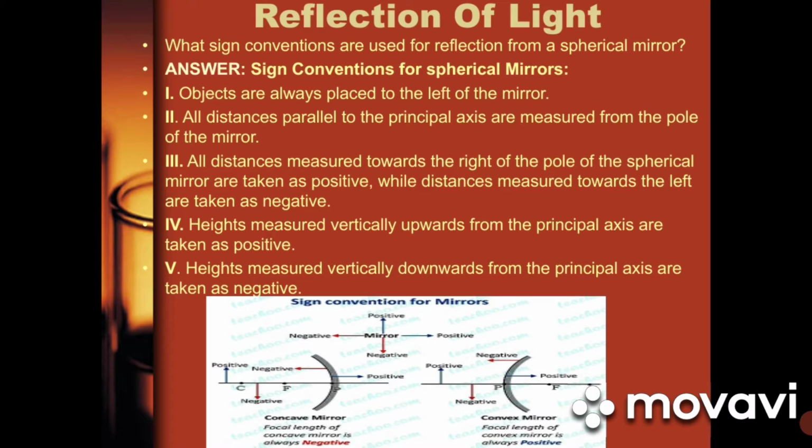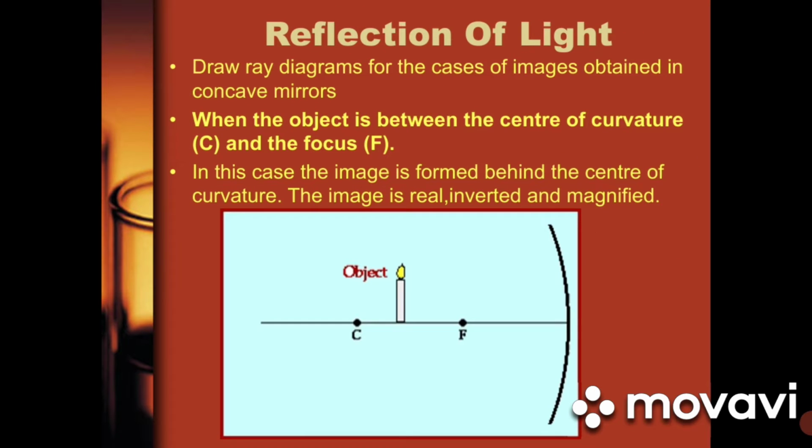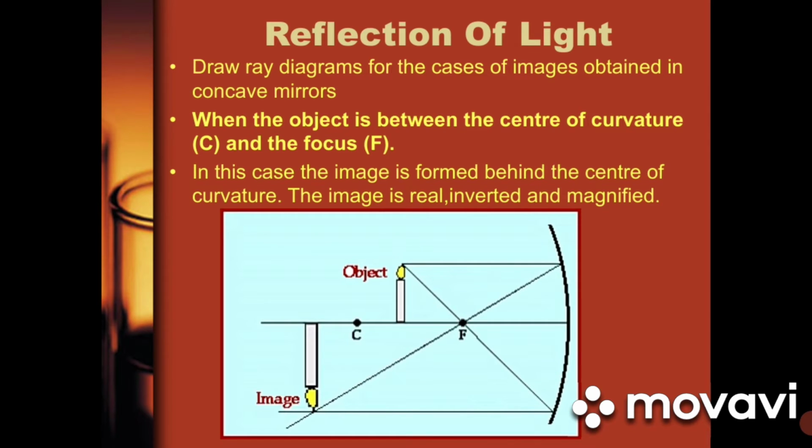Heights measured vertically upwards from the principal axis are taken as positive. Heights measured vertically downwards from the principal axis are taken as negative. Draw ray diagrams for the cases of images obtained in concave mirrors. Let us consider the following case when the object is between the center of curvature C and the principal focus F. In this case, the image is formed behind the center of curvature. The image is real, inverted, and magnified.